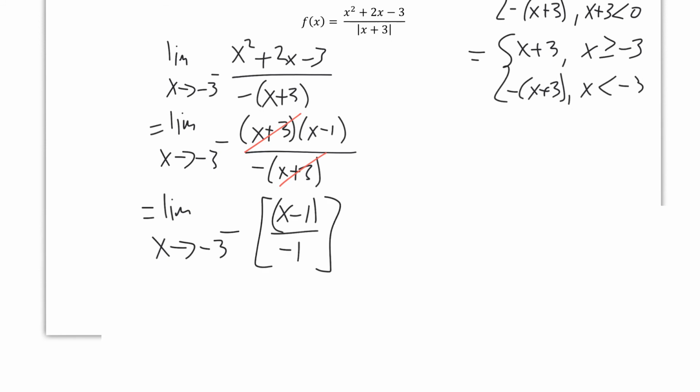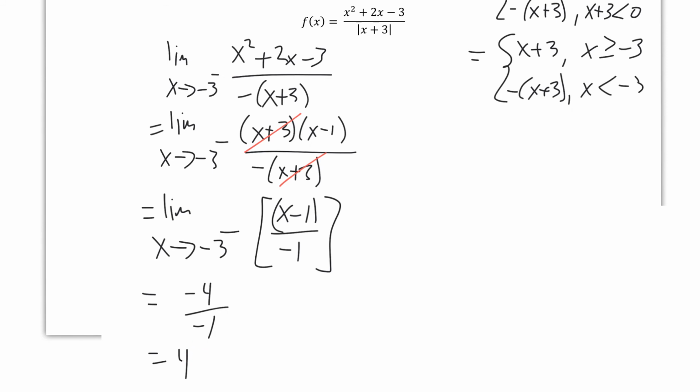Just watch out, there's a lot of negative signs here, so maybe add some extra brackets there. And now we can try to plug it in. So negative 3 is going to plug in here as negative 3 minus 1, which is negative 4, over negative 1. So we're going to get negative 4 over negative 1, which gives us 4. So the limit as x approaches negative 3 from the left was 4.